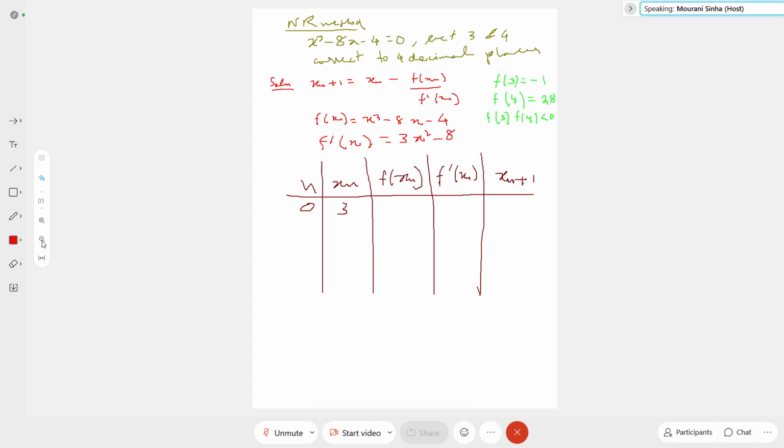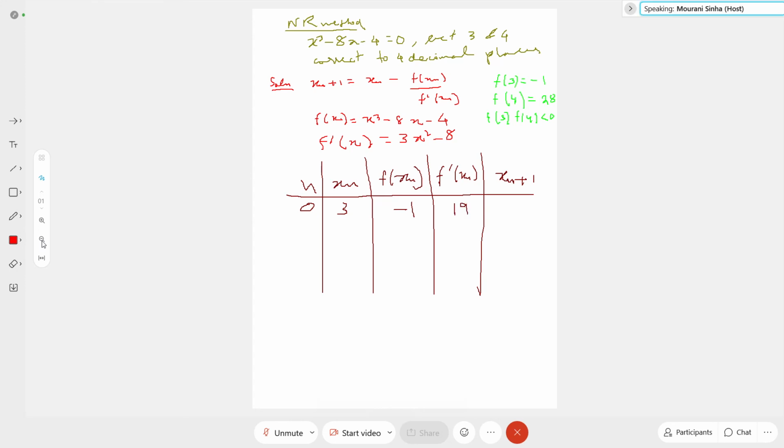Okay. So next, xn is 3, the starting value, the root lies between 3 and 4. So xn is 3, so you can compute f(xn) and f dash xn. That means simply you have to compute f3. We have already computed f3. That's -1. What is the value of f dash 3? 19. Yes, very good.